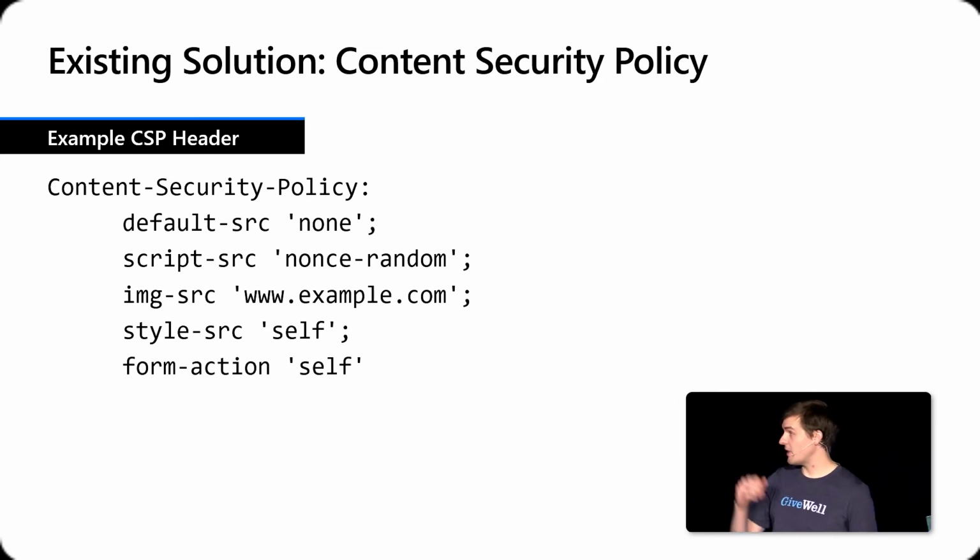So here we have image source. You can say, I will only load images from example.com. You can say, hey, CSS, I'm only going to load that from self, my own website. You can also restrict things like where forms are allowed to be submitted. And there's a lot more you can do with CSP. It's a really, really great mitigation.